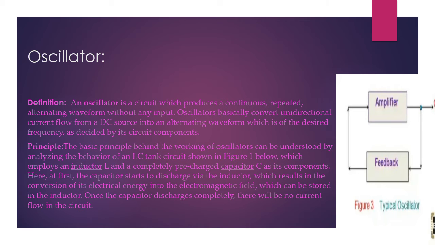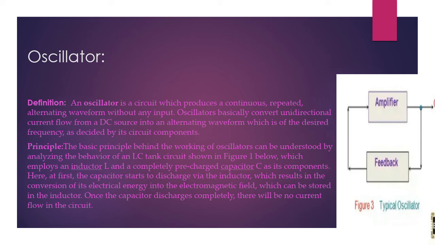The basic principle behind the working of oscillators can be understood by analyzing the behavior of an LC tank circuit shown below, which employs an inductor L and a completely pre-charged capacitor C as its components. Here, at first, the capacitor starts to discharge via the inductor, which results in the conversion of its electrical energy into the electromagnetic field, which is stored in the inductor. Once the capacitor charges completely, there will be no current flow in the circuit. This is the working principle of an oscillator.